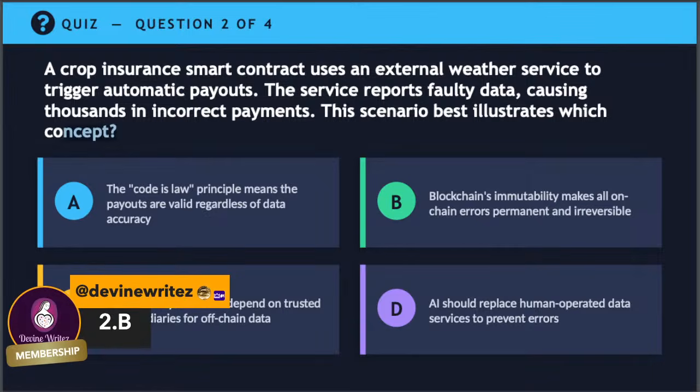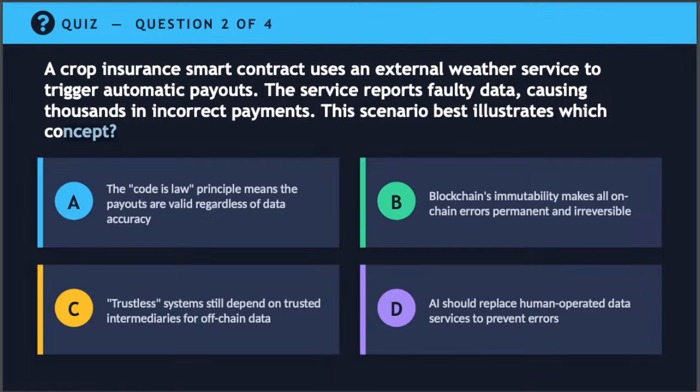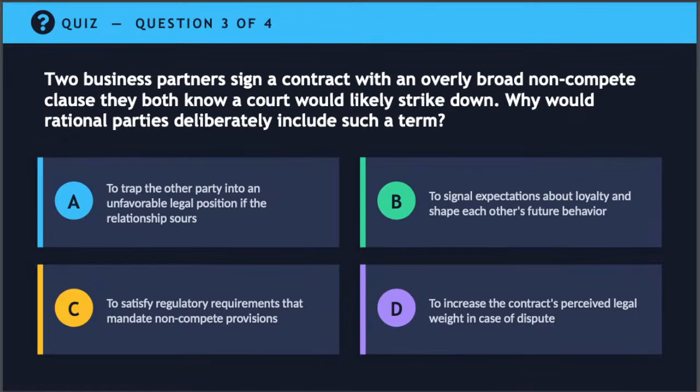Anyone else? Narrative says 2B. Okay, we have it for 2B. Okay, so that's the final answer there. Indeed, errors are permanent, irreversible. Or is it because the trustless systems still depend on intermediaries for the off-chain data? We'll find out. Let's move on to the next one here.